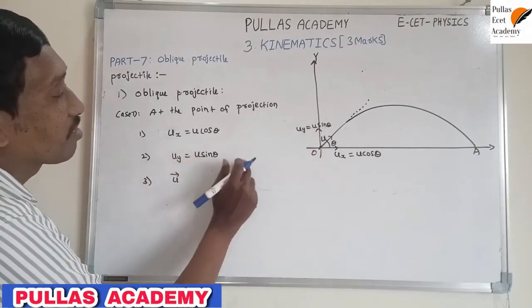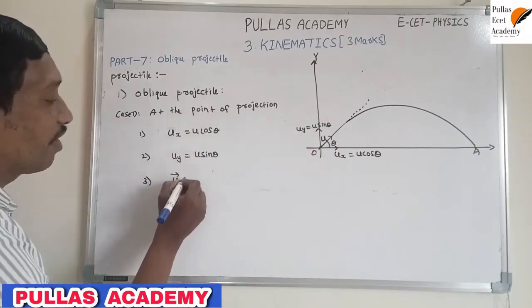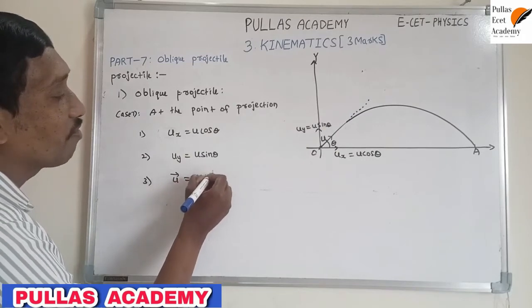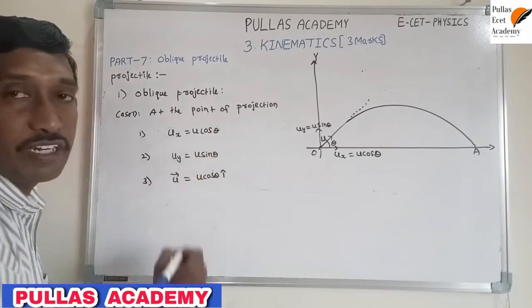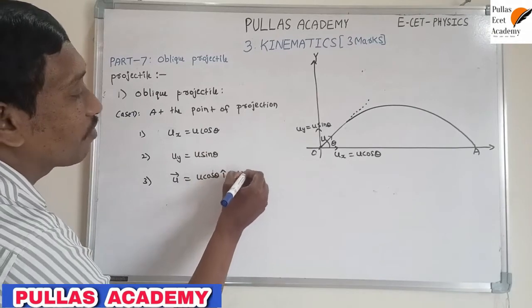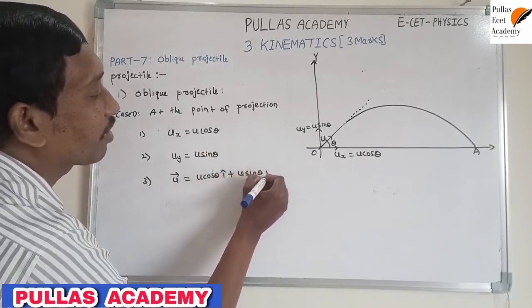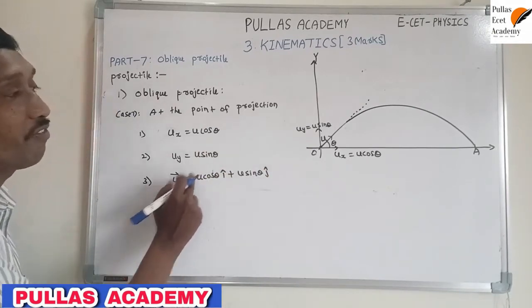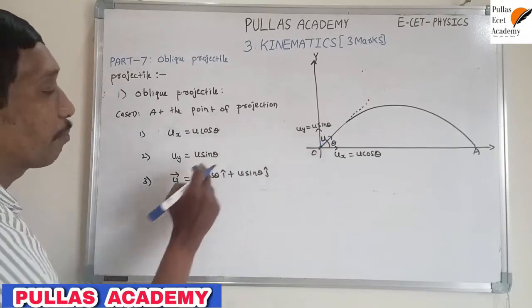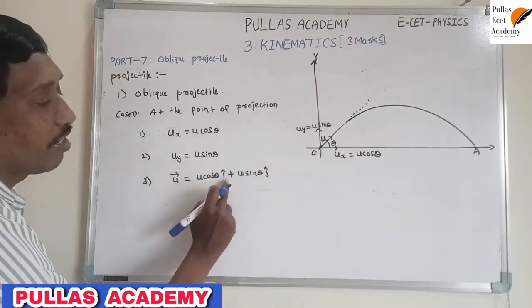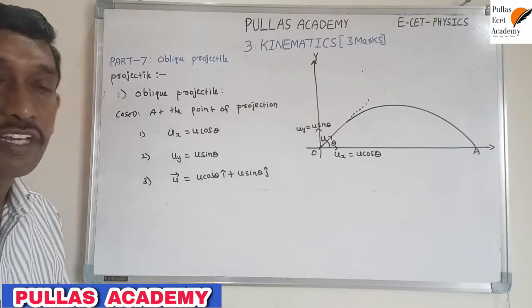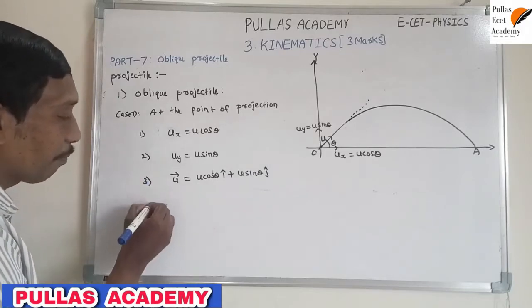So this is along the x-axis, this is along the y-axis. In vectors, along the x-axis is always denoted by the i unit vector, and along the y-axis is always denoted by the j unit vector. That means this is the vector form of the initial velocity vector at the point of projection: u cos theta i cap plus u sin theta j cap. This is the point, and one more point here.